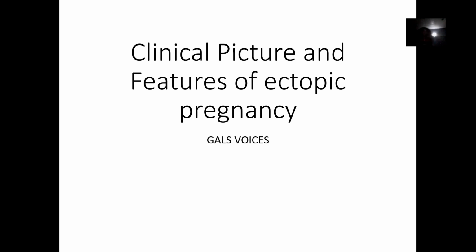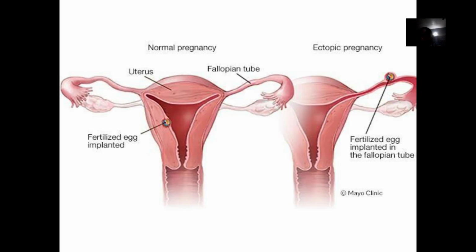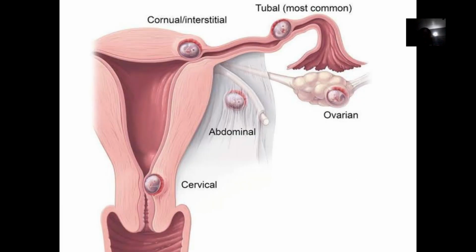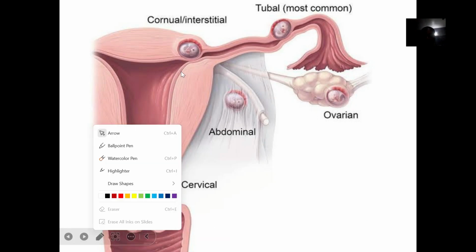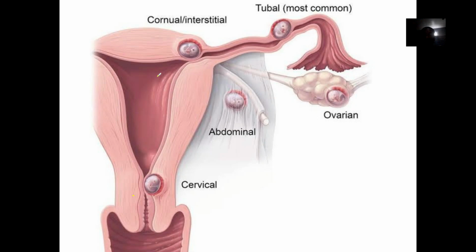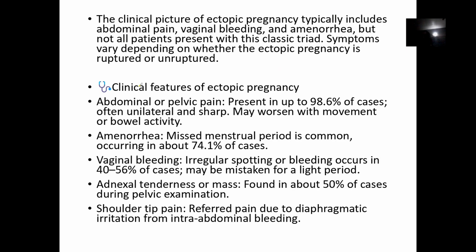Now, for the next feature of ectopic pregnancy, we'll talk about the clinical picture of this whole condition. That's if a patient has an ectopic pregnancy, a pregnancy that is not implanting in the normal endometrium but outside the endometrium. What are the issues this patient will come and complain to you about, and when you try to do a physical examination, what are the things you see for yourself?